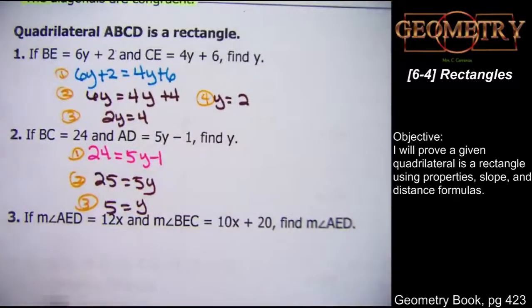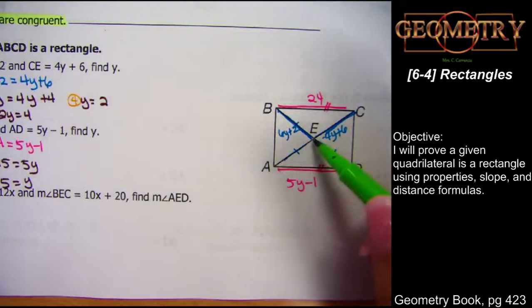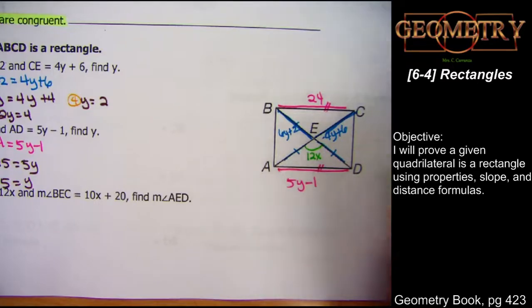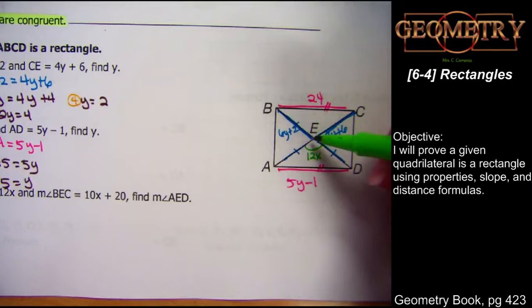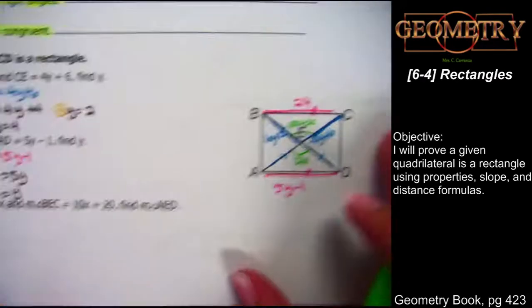Next up, we're told the measure of angle AED. I'm going to start at A, go toward E, turn around toward D. So that's talking about this angle right in here. That is 12x. Then it says the measure of angle BEC. That's this angle right in here. And they're telling me that that angle is 10x plus 20. Find the measure of angle AED.